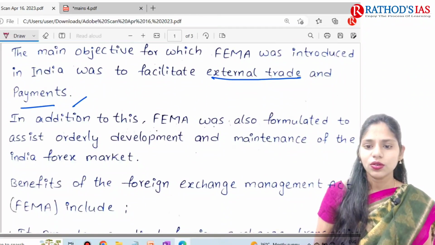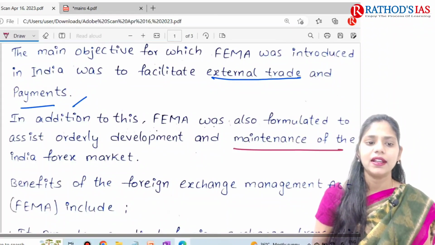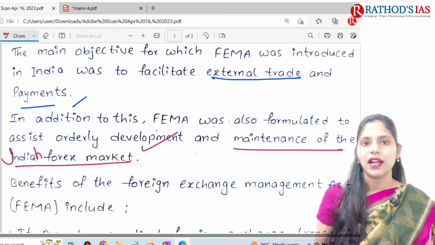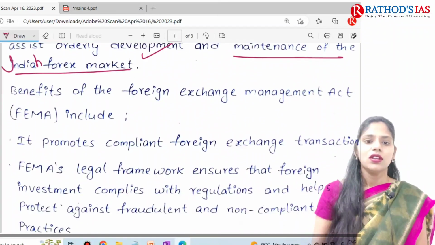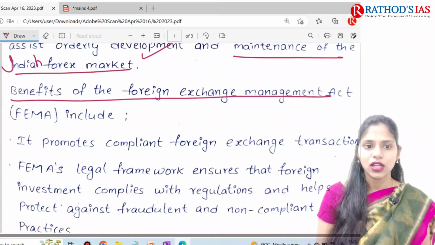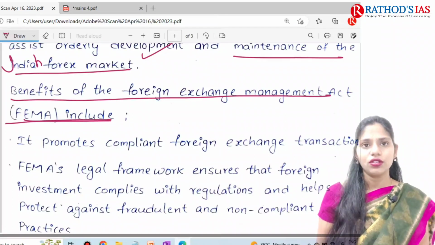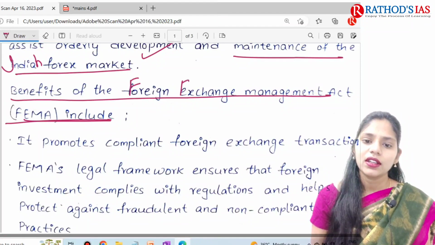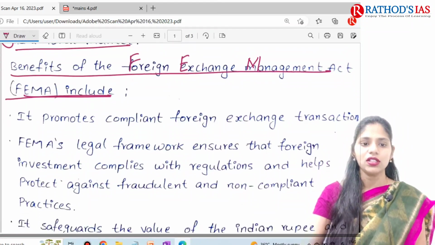And next he also wrote that it will be helpful for the maintenance of the Indian forex market. So in the body he wrote about the benefits of FEMA. So whenever you are writing, you have to write in capital letters. So this is also one important thing that you have to focus on.